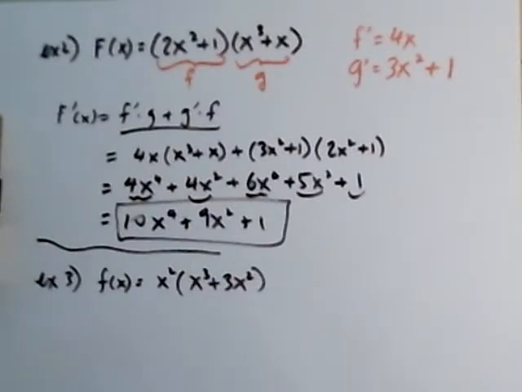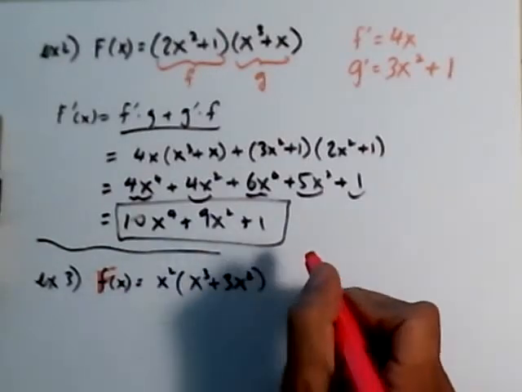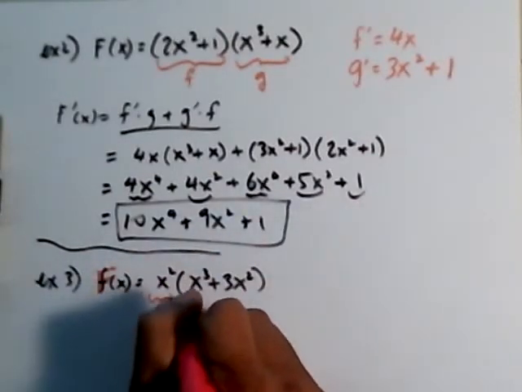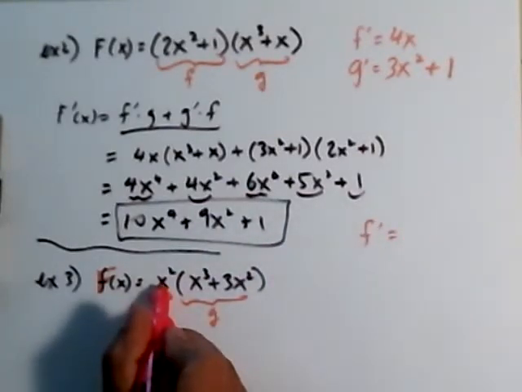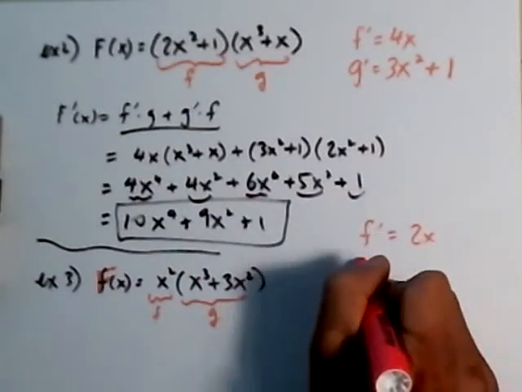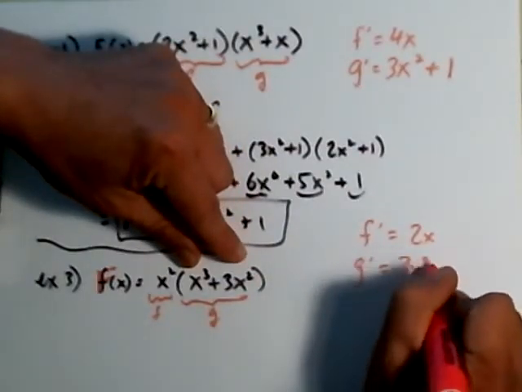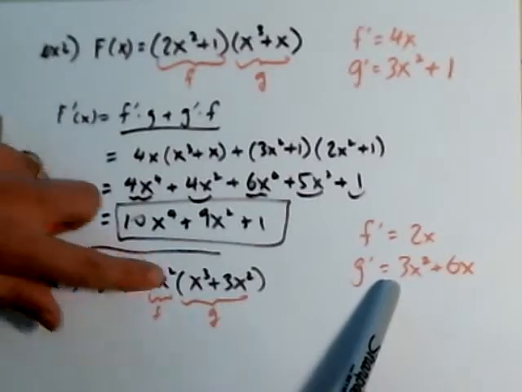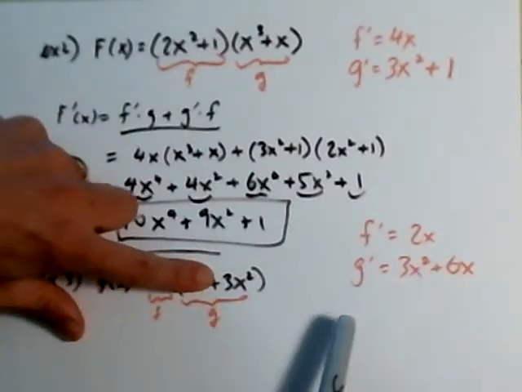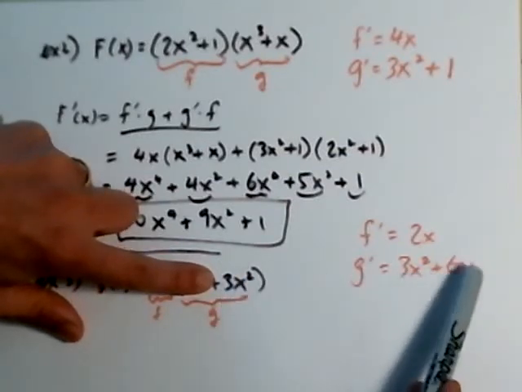First thing we want to do is label this big F so we don't confuse ourselves. Label this F, label this G right there, and we're going to find out F prime. The derivative of x squared is going to be 2x. G prime, the derivative of that is going to be 3x squared plus 6x. Remember the power rule. The first thing we do is bring down the 3, there it is, and then subtract 1 on the exponent, which is going to be 2. Derivative of that, bring it on down, that's 6, and then x to the second minus 1 is x to the first.